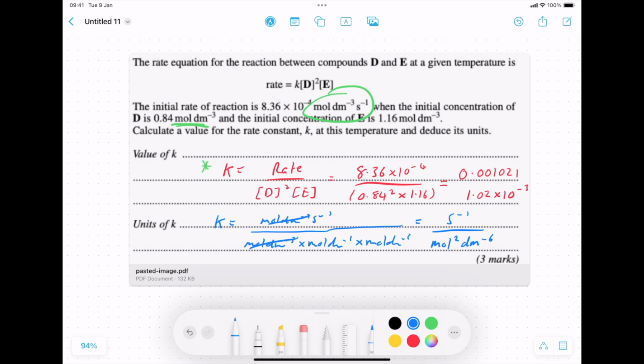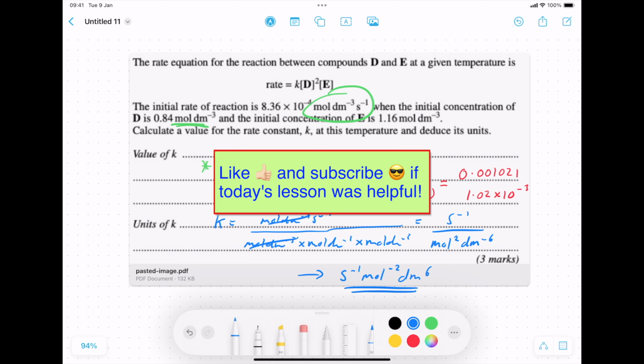Finally then, to express on one line, what we can do is bring everything from the bottom to the top, and we must remember to change the sign of the indices. So this finishes as s to the minus 1 times moles to the minus 2 dm to the positive 6. And that's it.